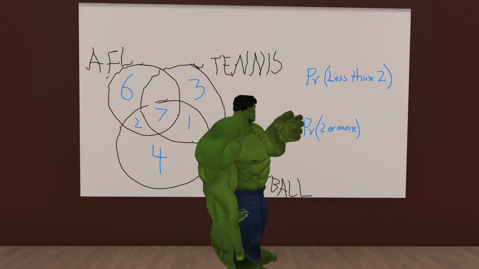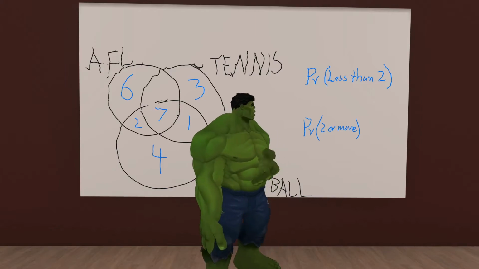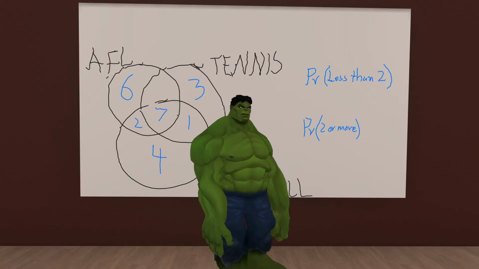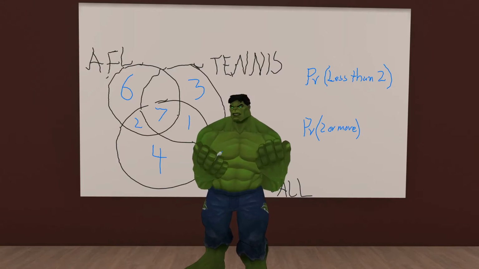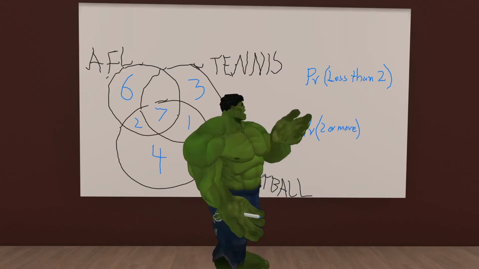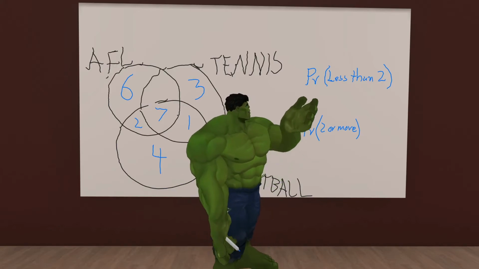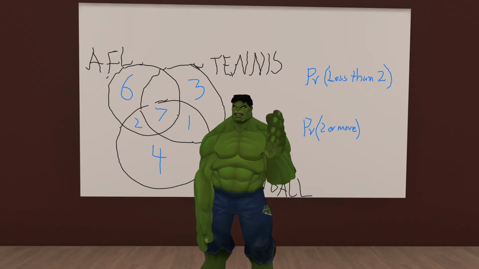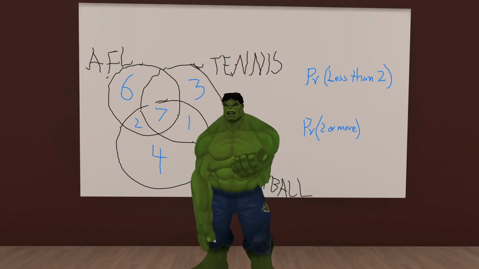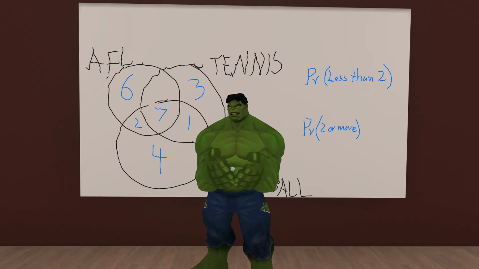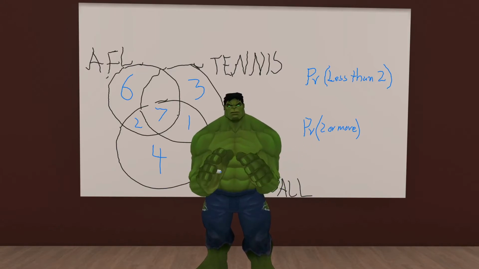Alright, we have two more questions. We have, what is the probability of picking someone who likes less than 2 sports? So something to keep in mind here is it says less than. So it doesn't mean that it includes 2, it wants less than 2. So we don't want to include the number of people that like 2 sports.